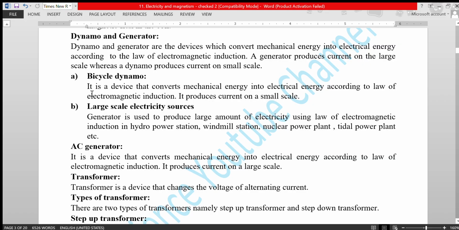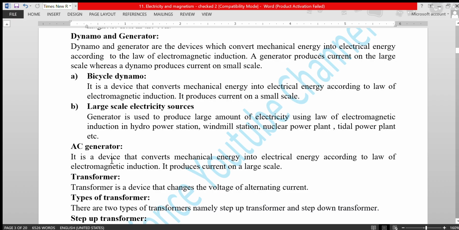Bicycle dynamo is a device that converts mechanical energy into electrical energy according to the law of electromagnetic induction. It produces current on a small scale. For large scale electricity sources, a generator is used to produce a large amount of electricity using the law of electromagnetic induction in a hydropower station, windmill station, nuclear power plant, tidal power plant, etc.